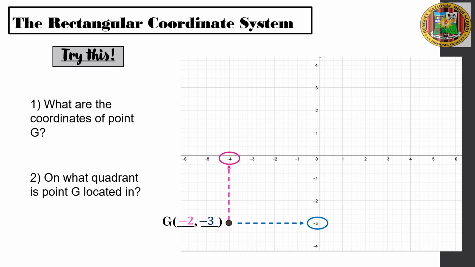On what quadrant is point G located in? Seeing that the coordinates of point G are both negative, that means the point is in the third quadrant.